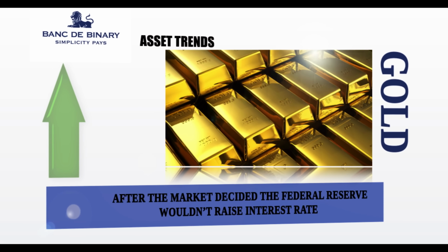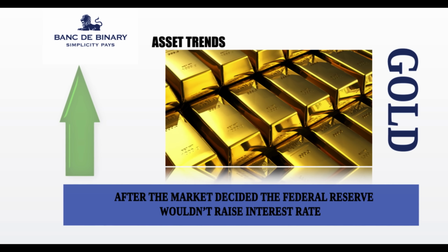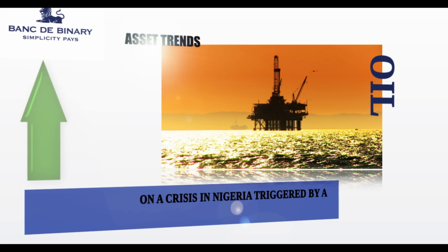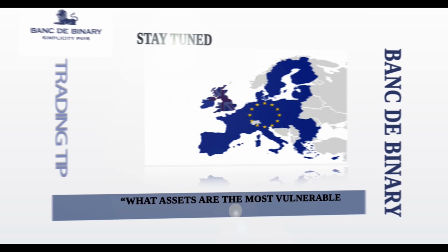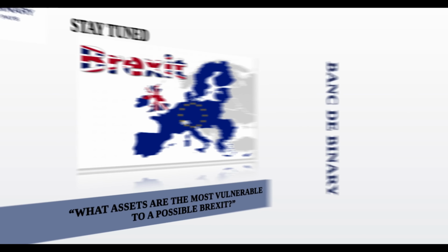Gold was up after the market decided the Federal Reserve wouldn't raise interest rates after the dismal NFP showing. Oil was up on a crisis in Nigeria triggered by a militant threat against supplies. Stay tuned for a trading tip later on in the clip.